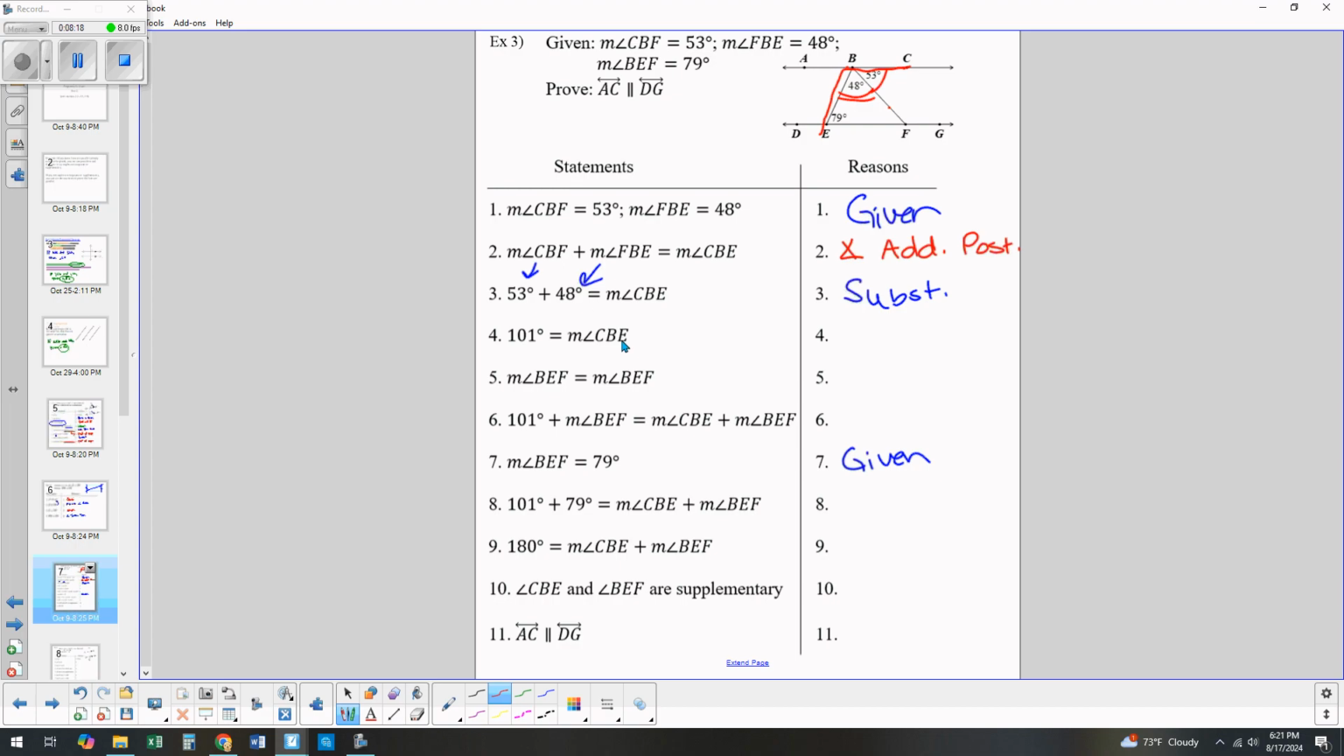And the next step, again, looks very much like 3, except instead of having separate numbers of 53 and 48, they're added together. And remember, that's not the addition property, that is simplify, because we didn't do something to both sides, we just combined our like terms. Here's one we haven't seen in a bit, but the measure of angle BEF is equal to the measure of angle BEF. So I'm looking at the same thing on both sides of this equation, like looking at a reflection. So that's the reflexive property.